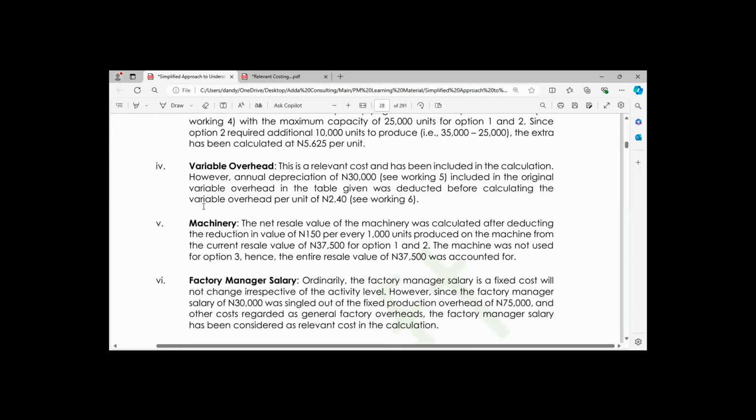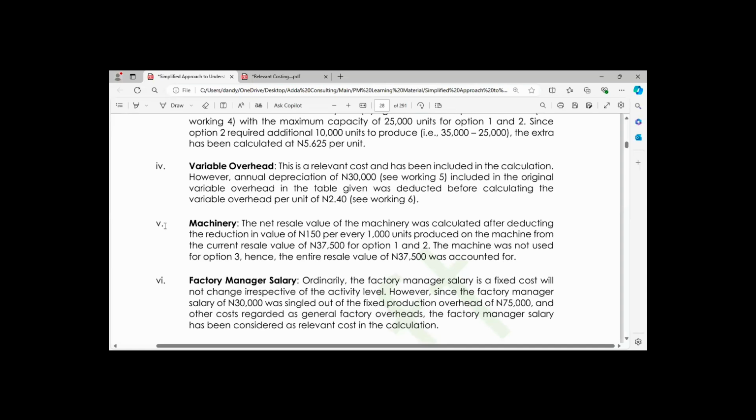Then number 5, additional information, assumption number 5, variable overhead. This is relevant cost and has been included in the calculation. However, the annual depreciation of 30,000 naira, see working number 5, where we calculated the annual depreciation, included in the original variable overhead in the table given, was deducted before calculating the variable overhead. I'm just explaining how we got that 2 naira 40 kobo. Also see working number 6.